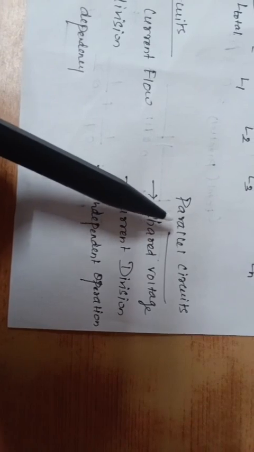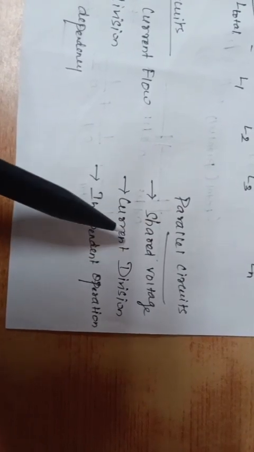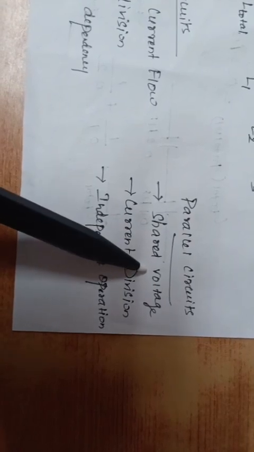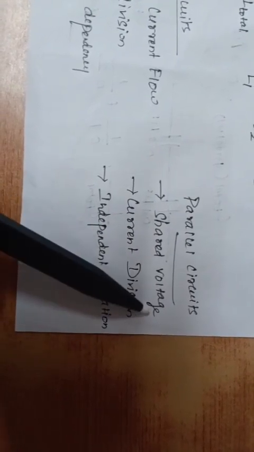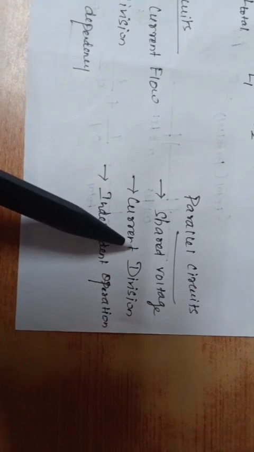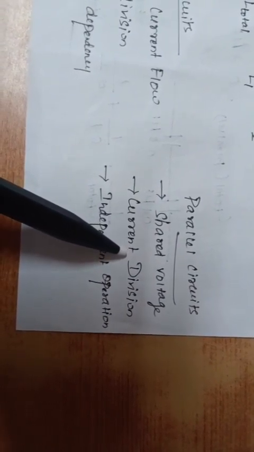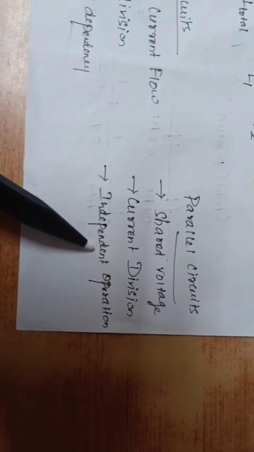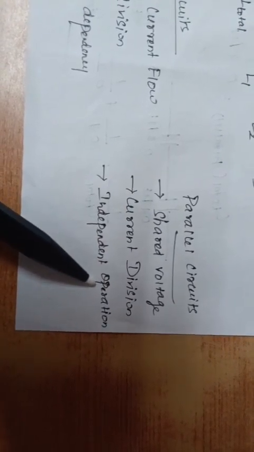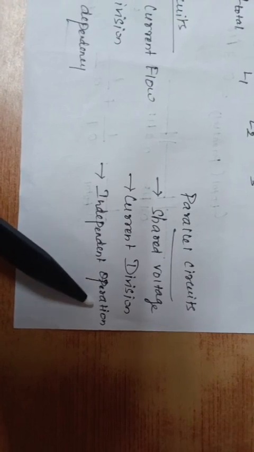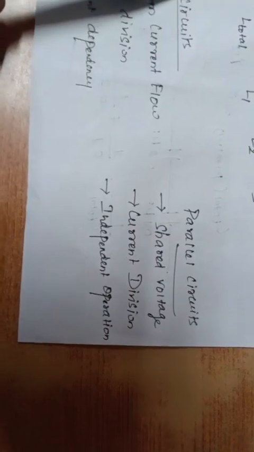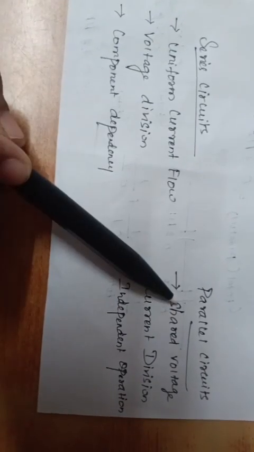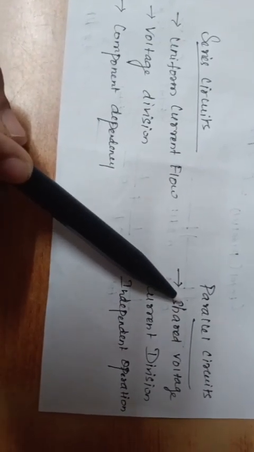Parallel circuits have a shared voltage, current division and independent operation. All components experience the same voltage across their terminals, equal to the source voltage. The total current divides among branches, inversely proportional to each branch's impedance, and each component operates independently. Failure or removal of one component doesn't affect the operation of others in different branches. So these are the differences between series and parallel circuits of any active or passive elements.